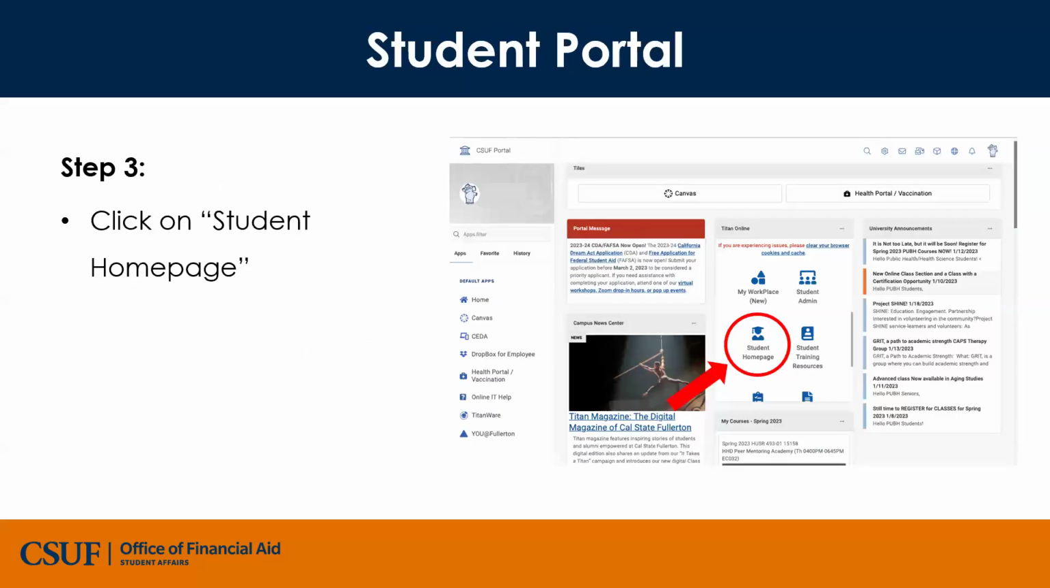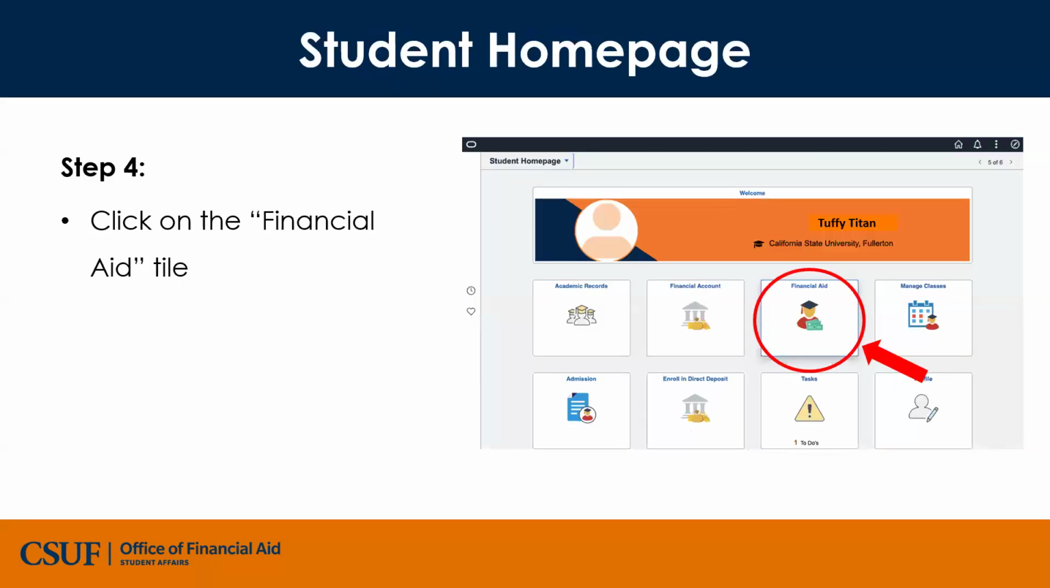Once you have successfully logged into your student portal, click on the student homepage icon as highlighted on your screen. Once you have navigated your way through your student homepage, click on the financial aid tile as highlighted on your screen. This button will allow you to select your financial aid award letter.